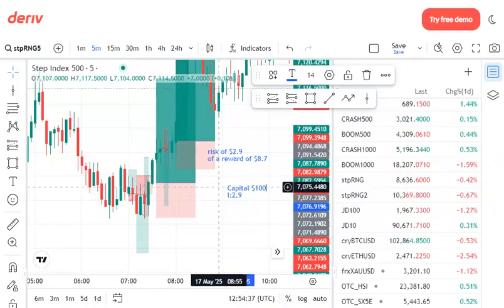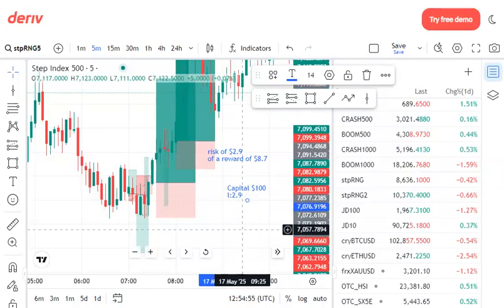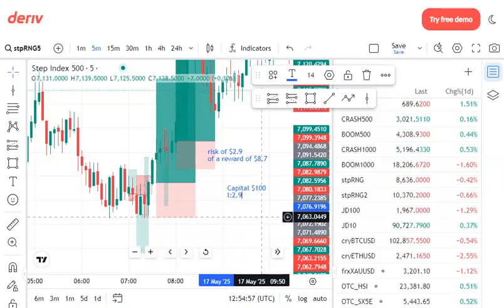$100. So if we lost $2.9 in $100, let's calculate this. $100 minus $2.9 equals $97.1. That equals a balance of 97.1 US dollars.